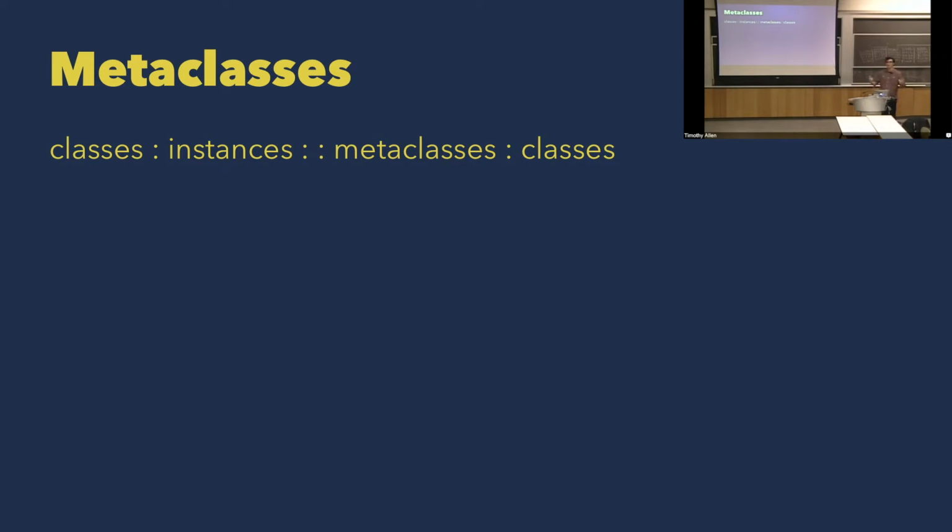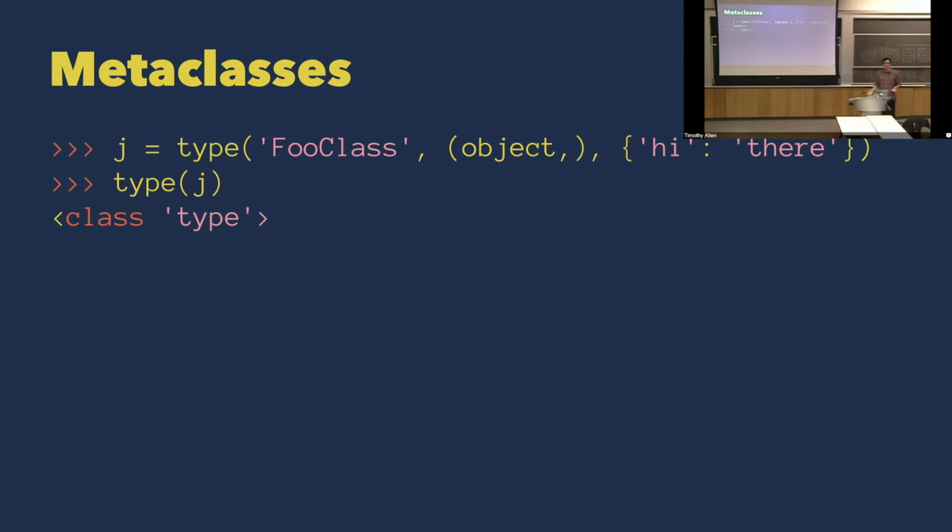Metaclasses create classes. Can anyone name a metaclass in Python? Yeah. Who said it? Awesome. Type. Type is a metaclass. It creates classes. That's what we did earlier when we said type of foo class, and we created a foo class type. So how do we create a metaclass that's like type, that also creates classes?